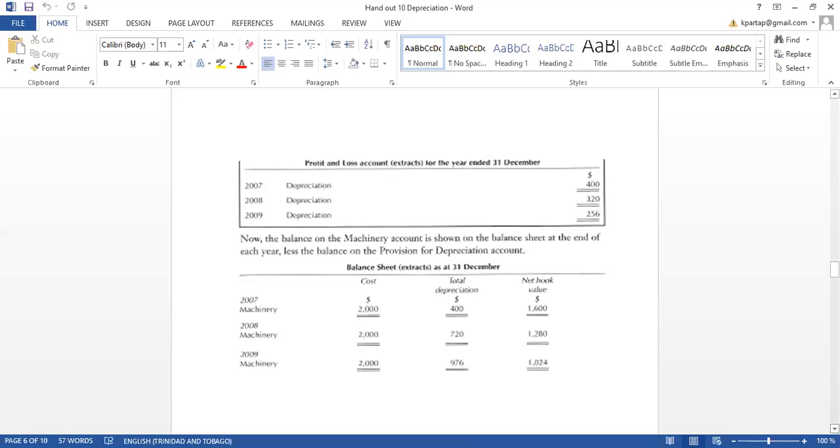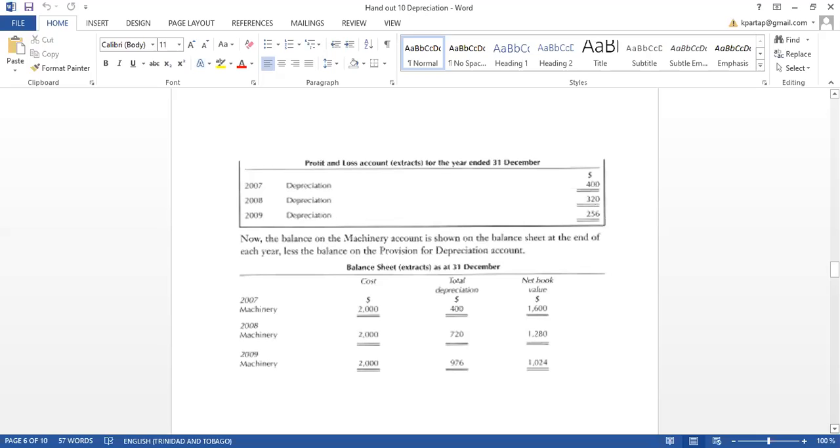If we look at the balance sheet extract now, remember when we are dealing with depreciation, we usually do fixed asset. We will name the fixed asset. So we have machinery. We will have a column for cost, total depreciation, and then the net book value. All right, so in 2007, the cost was 2,000. The total depreciation in 2007 was just 400. The net book value, we minus the two and we get the net book value of 1,600. That's done there.